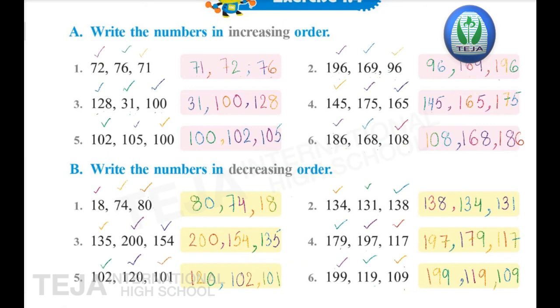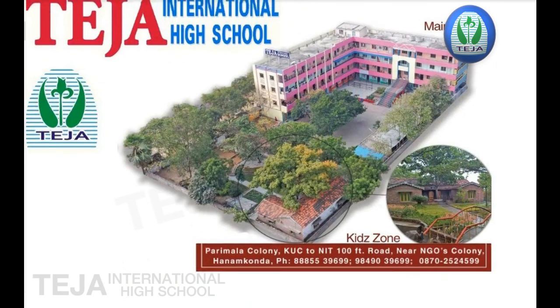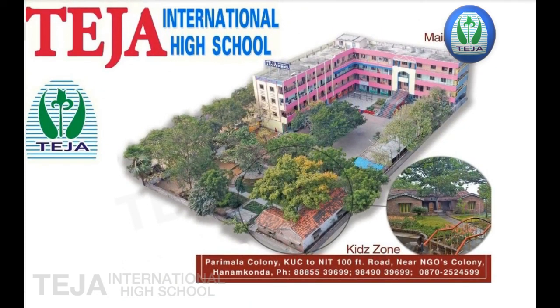And today your homework is learn and write exercise 4 in your textbook and notebook. 2 bits are there. Bit A, write the numbers in increasing order, and bit B, write the numbers in decreasing order. Write these 2 bits in your textbook and notebook and learn them. Okay, children?